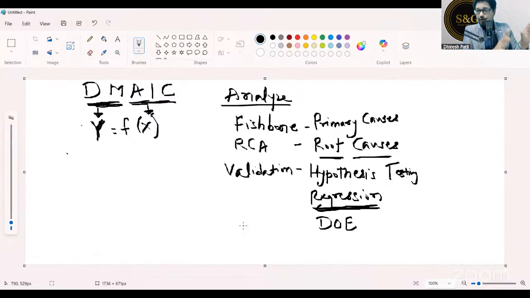But before continuous and discrete data, are you clear where in the analyze phase we are standing today? We are talking about validation, and we are talking about the correlation and regression part. Is it clear till now, before I enter into continuous and discrete data? Everybody with me?